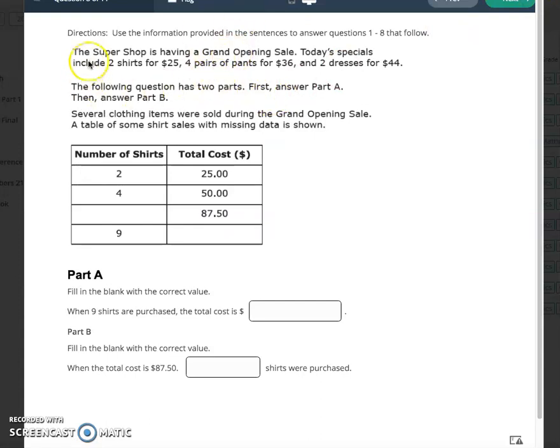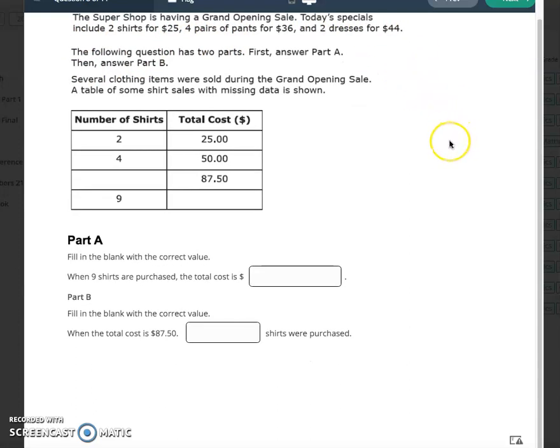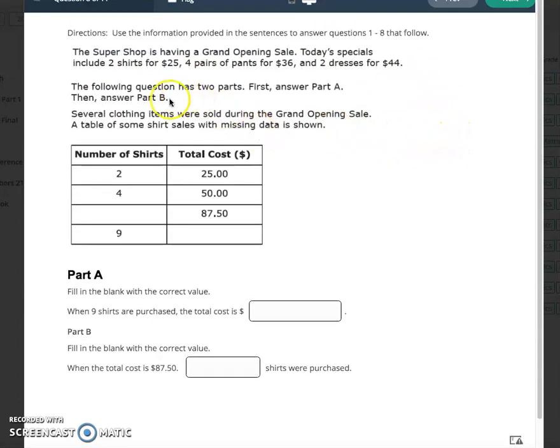Okay, the next one. Use the information provided in the sentence to answer questions 1 through 8. There's not 1 through 8 there. The Super Shop is having a grand opening sale. Today's special includes 2 shirts for $25, 4 pairs of pants for $36, and 2 dresses for $44. The following question has 2 parts. First, answer part A, and then answer part B. That seems to make sense.